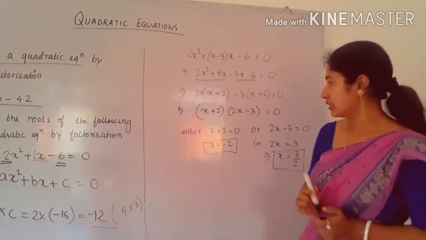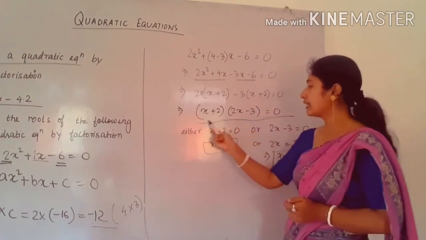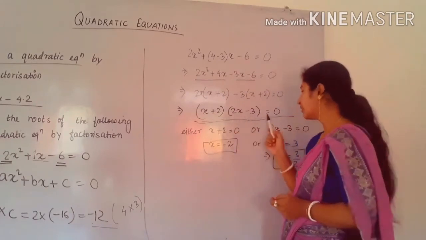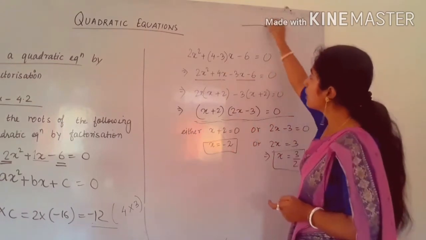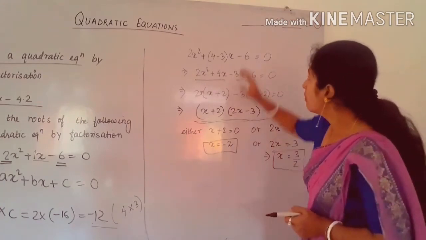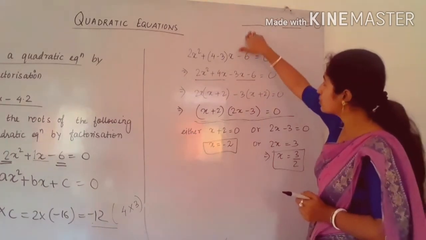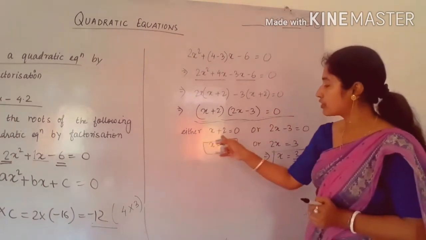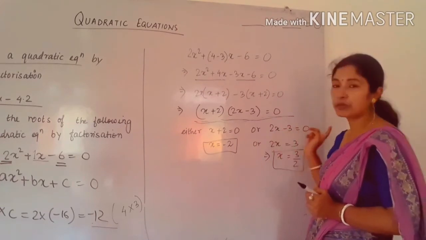See what is the meaning of this. This line is telling us we are multiplying two numbers to get the value 0. So if we are multiplying two numbers and getting the answer 0, that means one of the numbers may be equal to 0. Either this is equal to 0 or this may be equal to 0. So we have to write either the first factor should be equal to 0, or the second factor should be equal to 0.